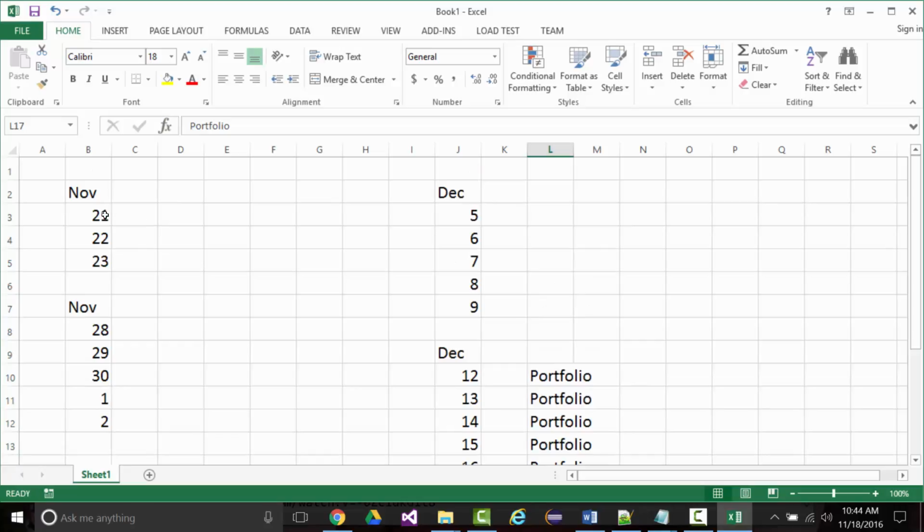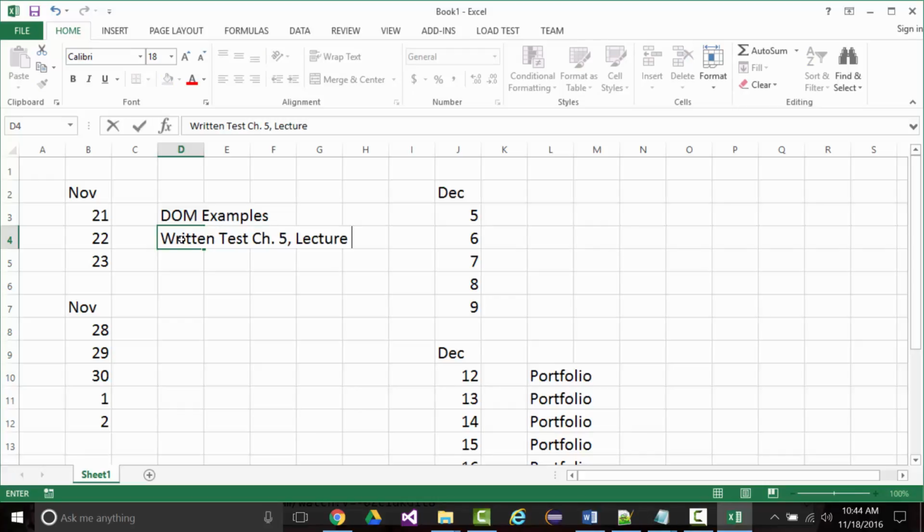Which means that we only have 3 weeks and we've still got to get done with chapters 6, 7, and 8. All right? Now, what I'm planning on doing on Monday is we're going to go through some DOM examples, to put it that way. Then what I'd like to do Tuesday is both the written test for chapter 5 and also lecture on chapter 6. And then we would go through some form examples. What that means is by the time we break, we'll have gone through the first 6 chapters.